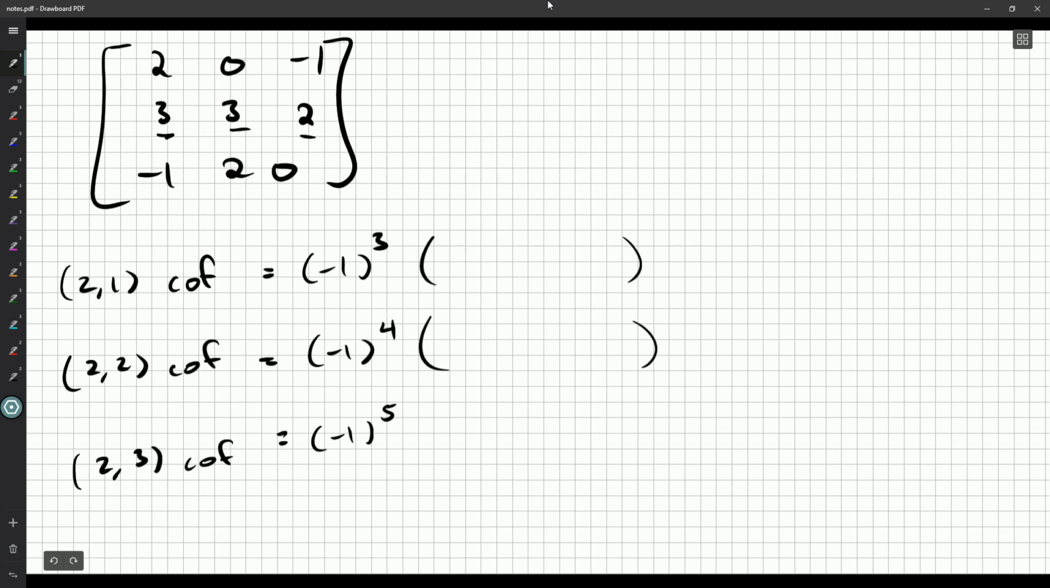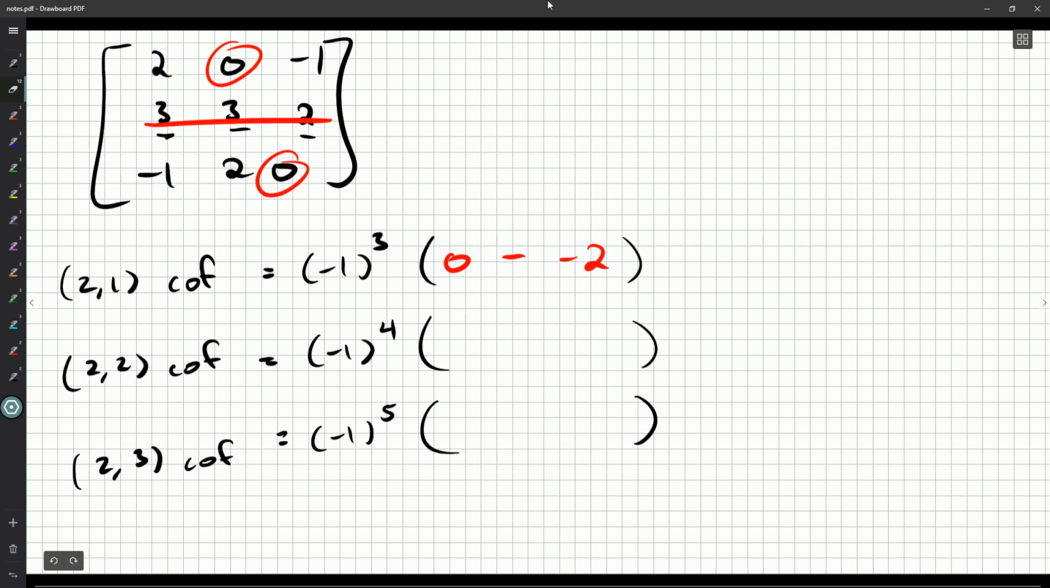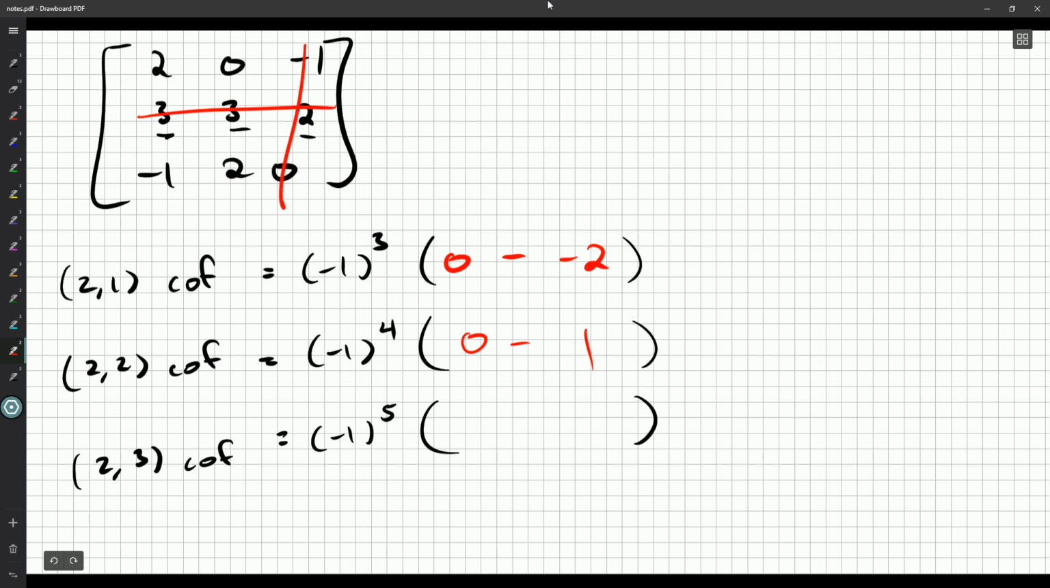And we don't need to write out the submatrices. We can just calculate their determinants. So eliminate second row, first column. We'll get 0 times 0 minus negative 2. Second row, second column, we'll have 2 times 0 minus negative 1 times negative 1. And then the last one, second row, third column eliminated. 2 times 2 is 4, minus 0 times negative 1.